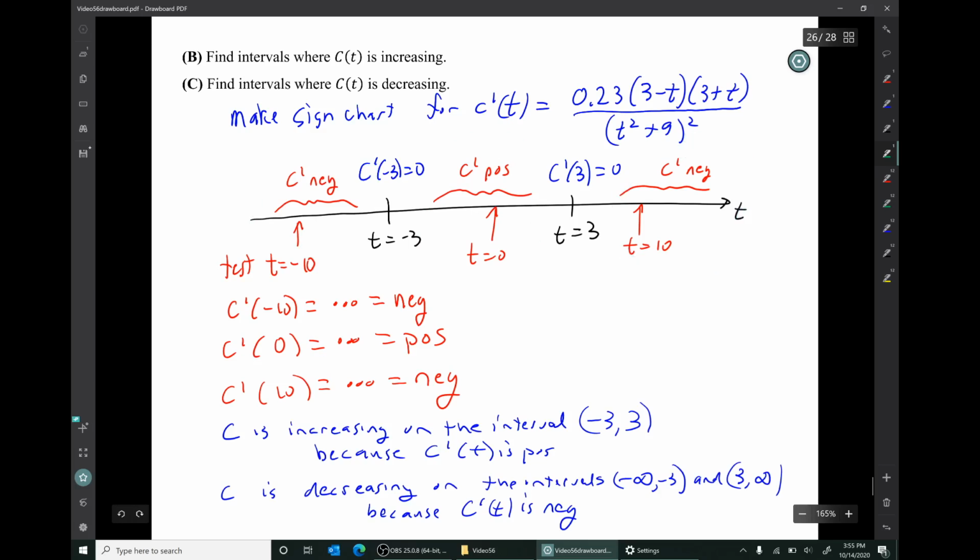Now, the thing is, we're talking about a concentration function, so we're not really interested in this function as an abstract mathematical function. We're only really interested in the function for t greater than or equal to 0. So really, that's the chunk of this sign chart that we're interested in. All right, let's go on.